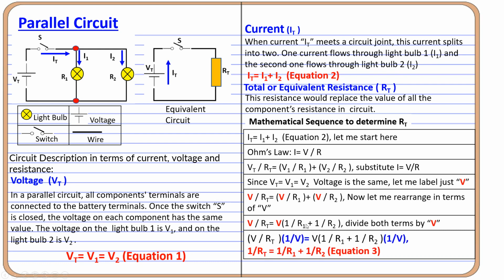Now what I'm going to do is divide both terms by V, because I want to get rid of V and leave my equation just in terms of R. So when I do that, I cancel V with V, and now I have just 1 over RT. And on the second term of this equation, I'm going to cancel V, and now I will have just 1 over R1 plus 1 over R2. This is my equation 3.